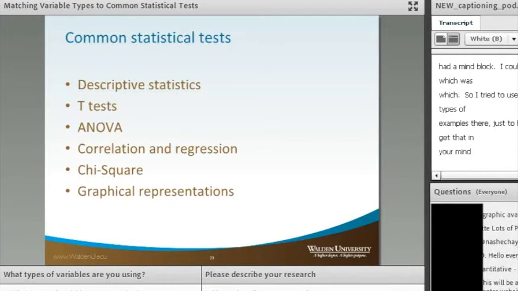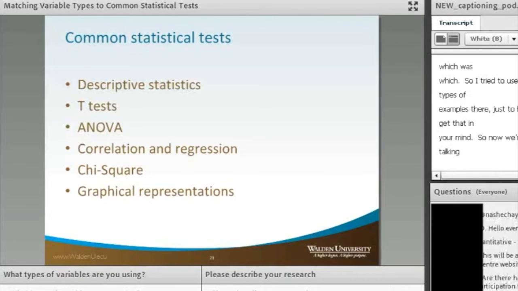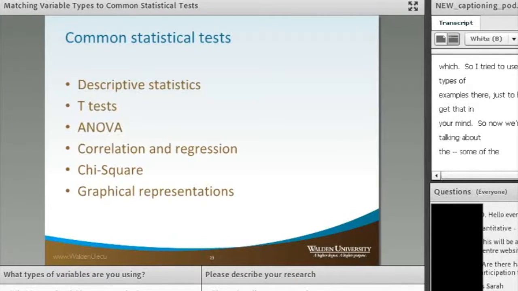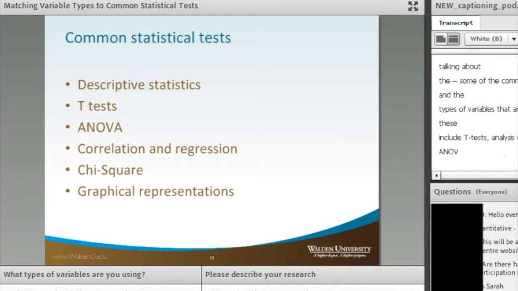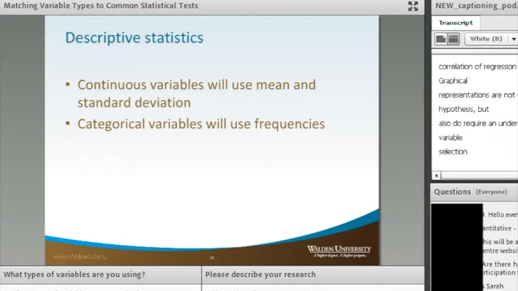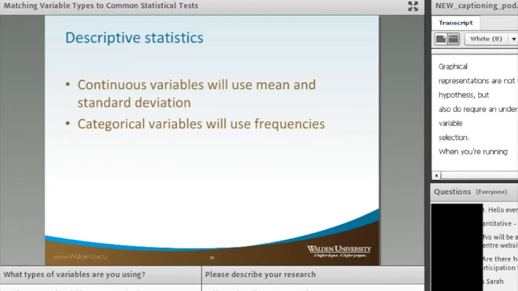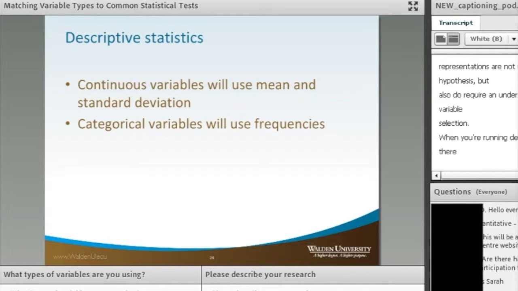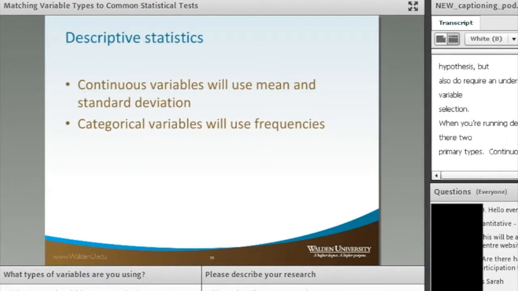So now we're going to start talking about some of the common statistical tests and the types of variables that are required, and these include t-tests, analysis of variance or ANOVA, correlation and regression, and chi-square. Descriptive statistics and graphical representations are not used to test hypotheses, but do also require an understanding of the variable selection. When you're running descriptive statistics, there are two primary types: continuous variables that calculate measures of central tendency and dispersion, such as the mean, median, and mode, and the standard deviation, standard error, and confidence intervals.